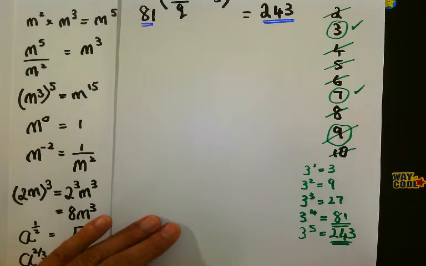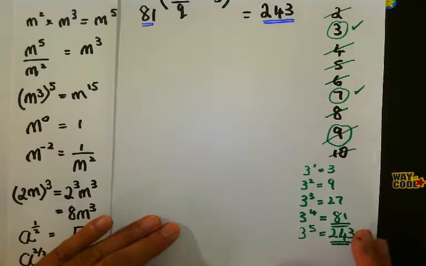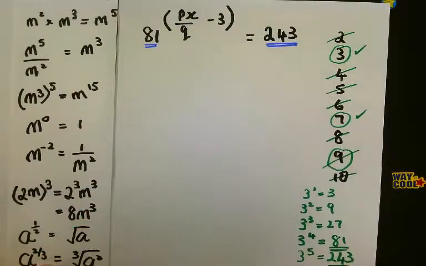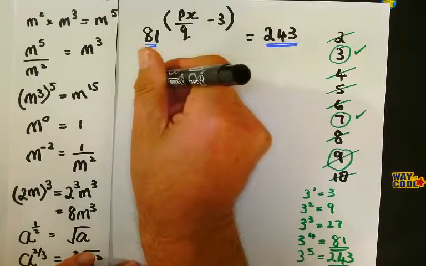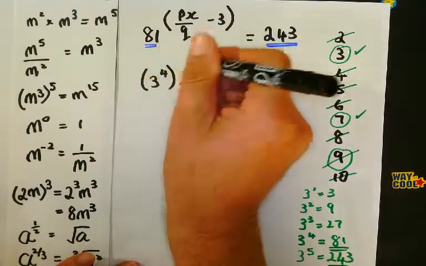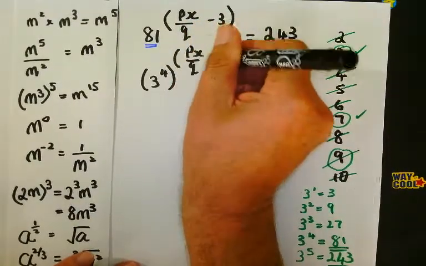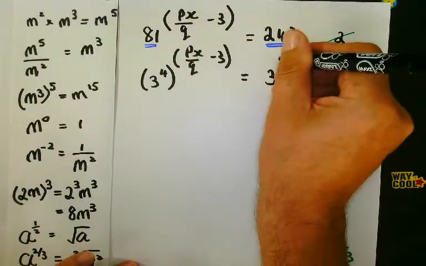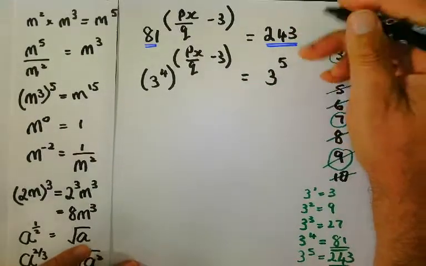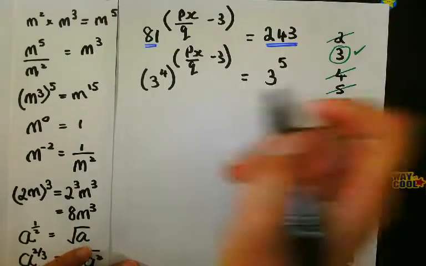We've found our two numbers: 3 to the power 4, 3 to the power 5. So we've found our new base. It's base 3. So again, let's rewrite these, remembering that we wrap our new bases in brackets. So this is 3 to the power 4, and we still have this p x over q minus 3 equals 3 to the power 5. Now in this case, we're not going to wrap it in a bracket because there's actually nothing else operating on it. Cool. Now let's just tidy this up a little bit.